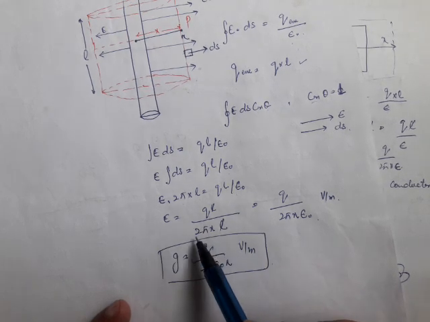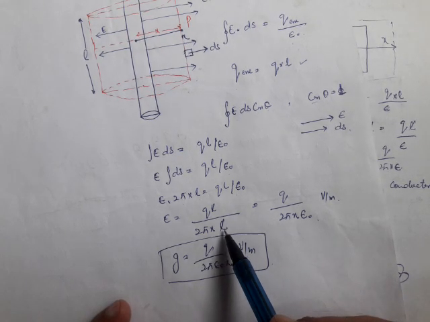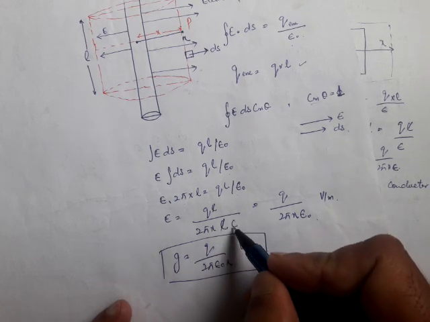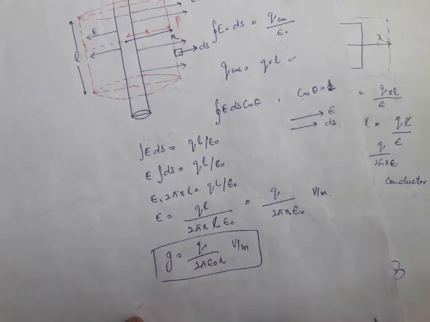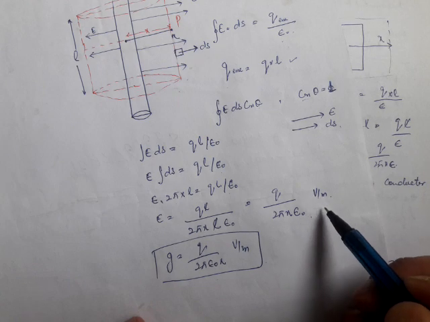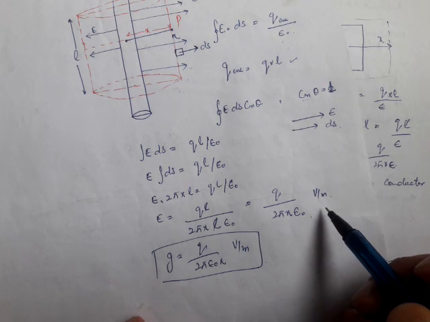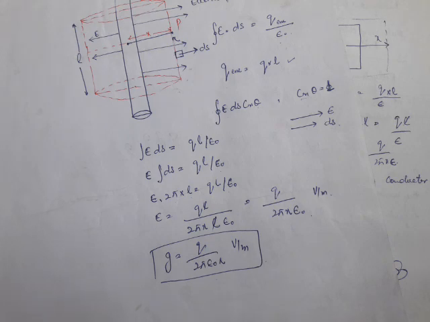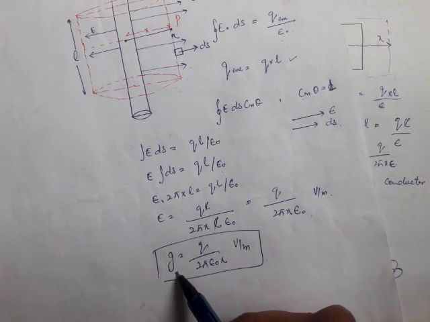E is equal to QL divided by 2 pi x into L. L and L will cancel out along with epsilon naught. So this E will be equal to Q by 2 pi x epsilon naught volt per meter. This is actually the unit of the electric field. But usually here we don't use E, we use the letter G.